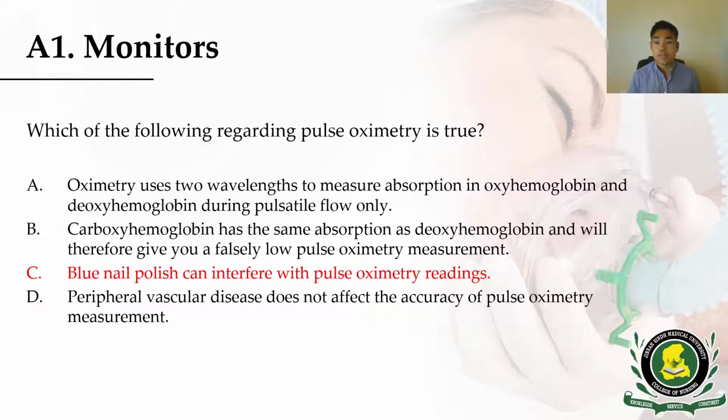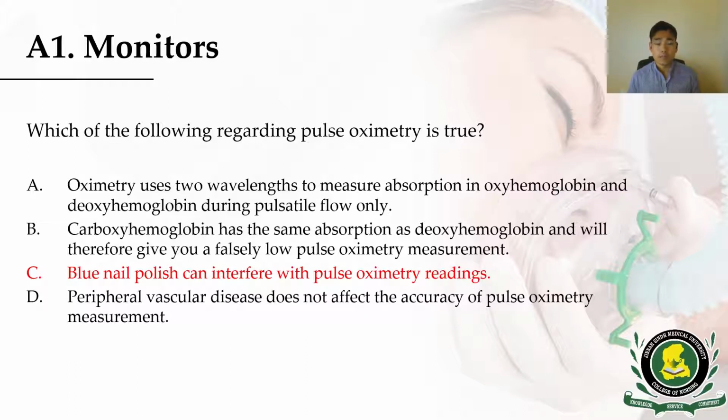So the answer is C. Blue nail polish can interfere with pulse oximetry readings. Pulse oximetry, remember, uses two wavelengths, 660 nanometers for red deoxyhemoglobin, and 940 nanometers for infrared oxyhemoglobin. And it measures absorption of both oxy and deoxy at both pulsatile flow and non-pulsatile flow.